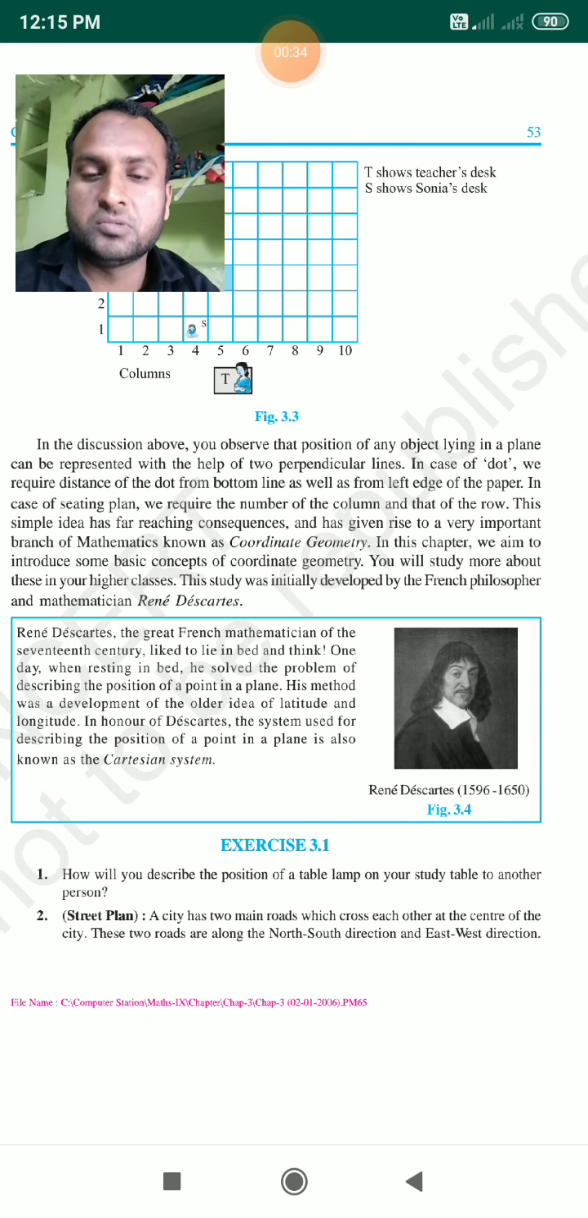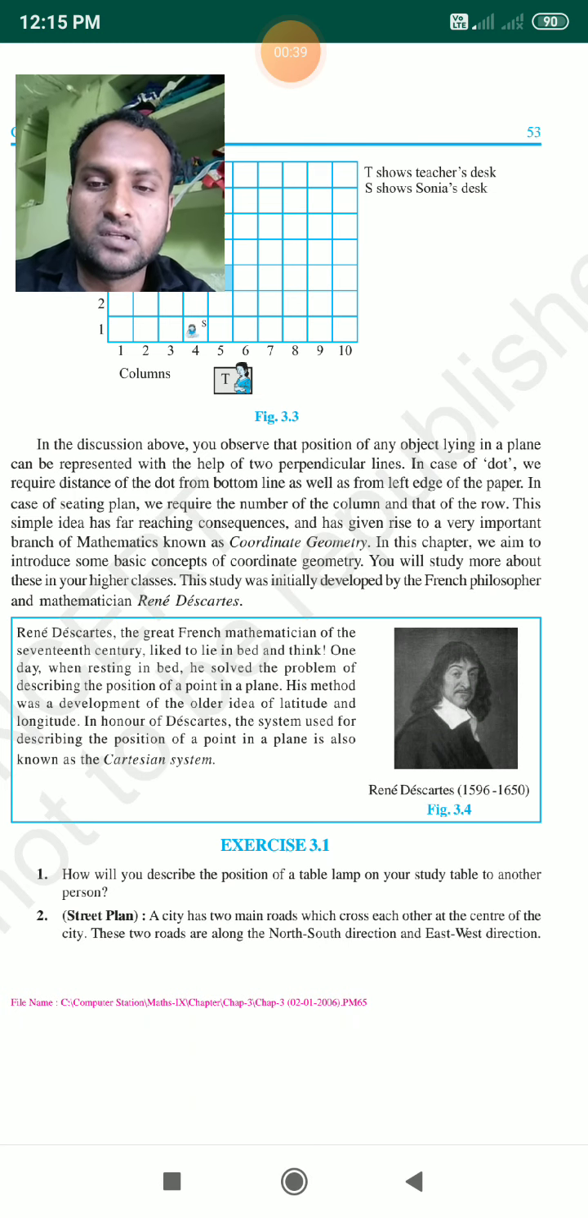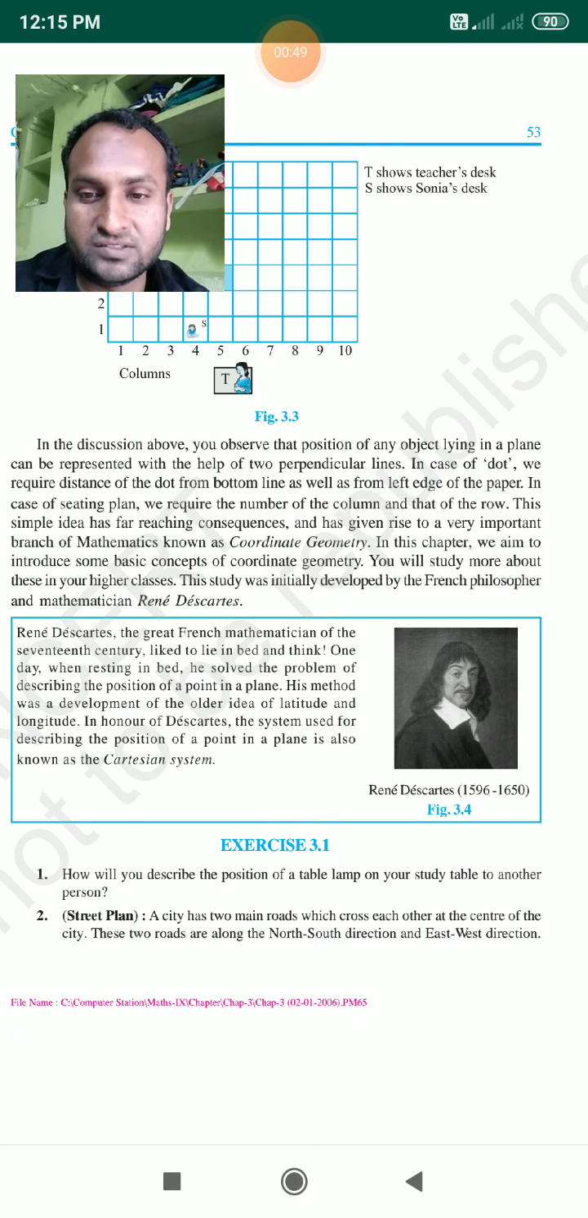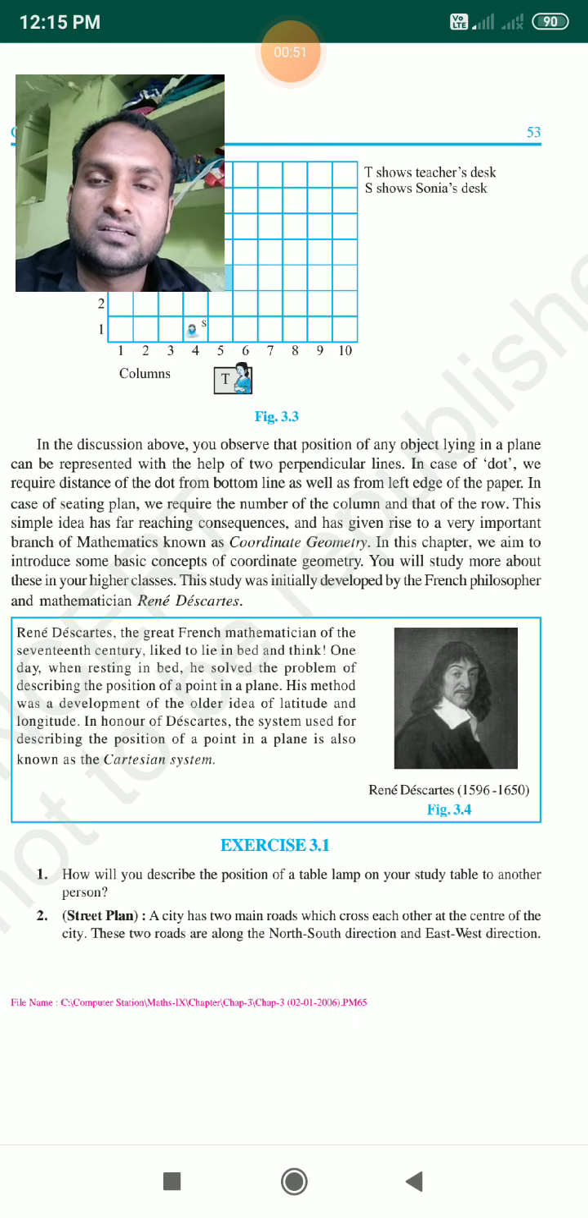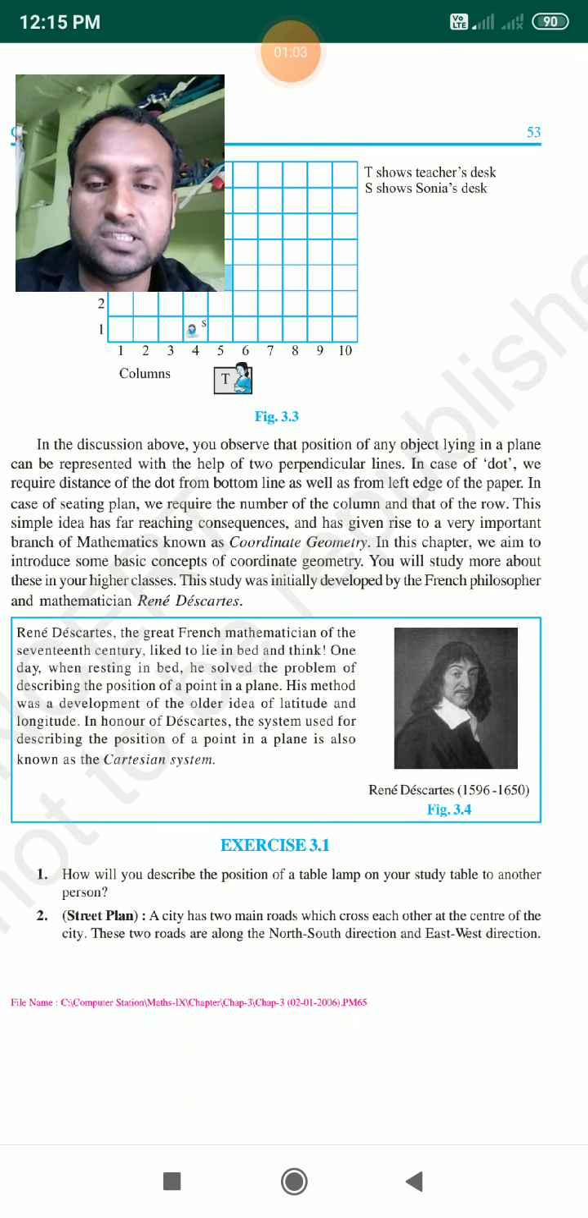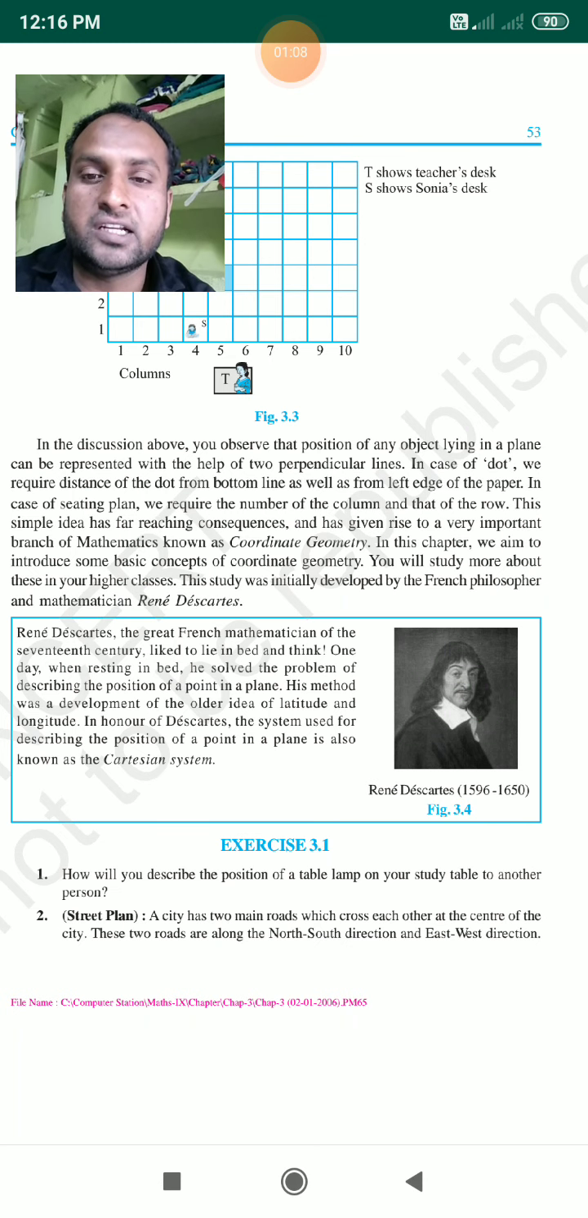Now today we'll see the coordinate points of Exercise 3.1. See the given question: how will you describe the position of the table lamp on your study table? On the study table there is a lamp, so how do you describe its position? Like the blackboard, I have given you an example. Now in the same way you have to describe the position of the lamp on the study table. See, I will show one diagram here.